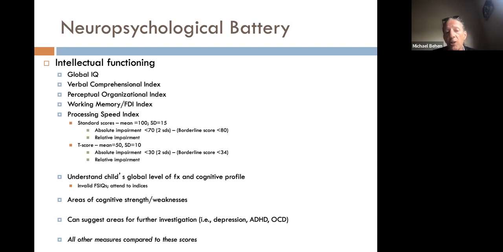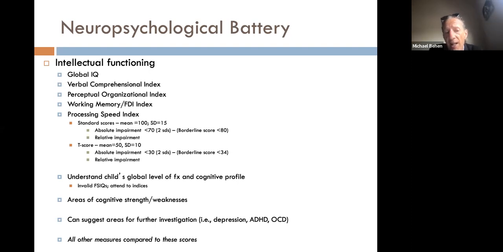So here we would call an impairment. A lot of times you'll read in a report the words normative impairment or normative weakness. What that's referring to is something that is more than one standard deviation, more than 15 points, below the mean of a standard score. So we'd be interested in scores below 80 as an absolute impairment, but we also will compare someone's numbers to their own scores.